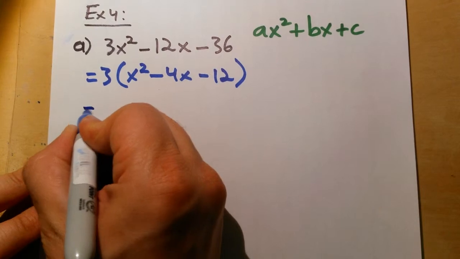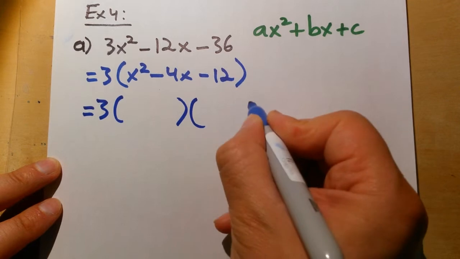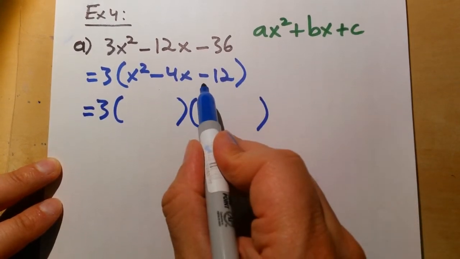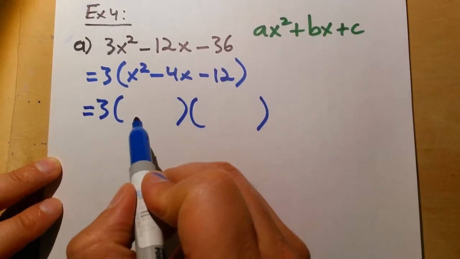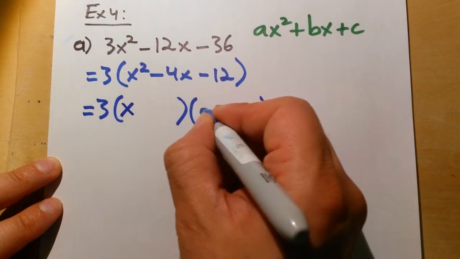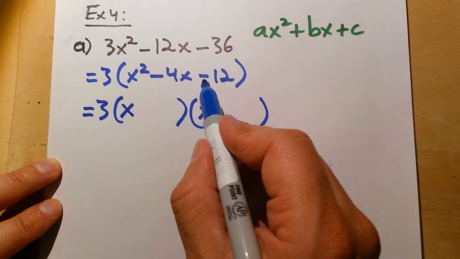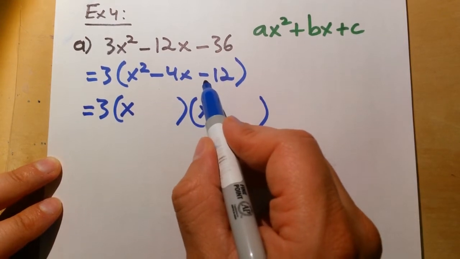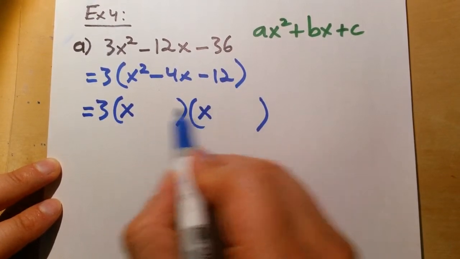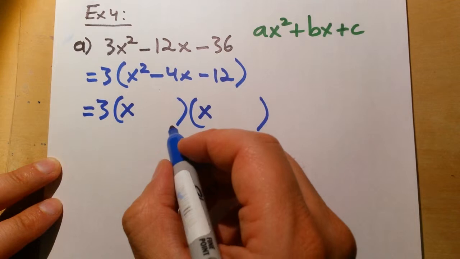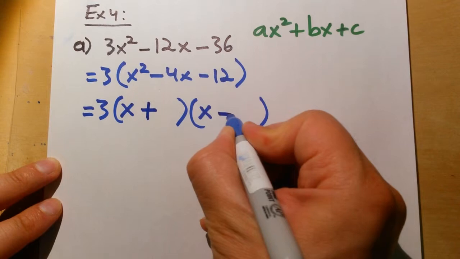Essentially we're looking for two numbers that when you multiply them you get negative 12, and when you add them you get negative 4. So what are these two numbers? Well, let's start with the x's first. That will take care of the x squared. The product is negative, so the numbers have different signs. One is positive, the other is negative. Positive times negative will give us a negative.